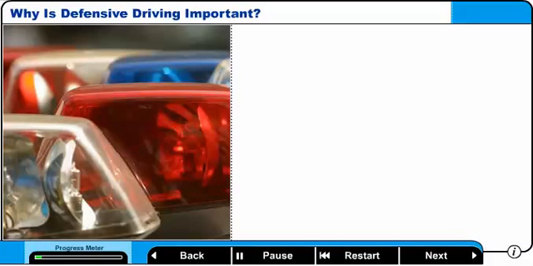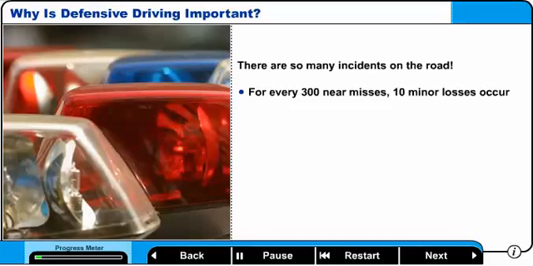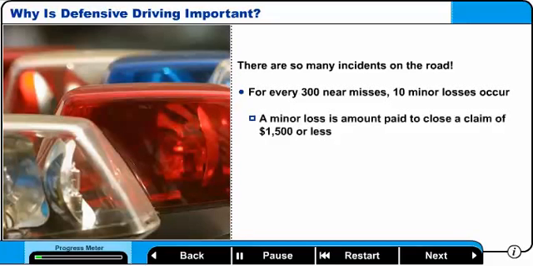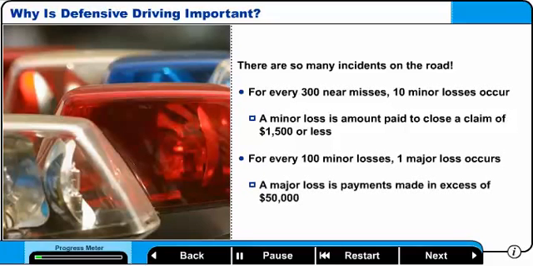And why is defensive driving so important? Quite simply because there are so many incidents on the road. In fact, for every 300 near misses, 10 minor incidents occur. And for every 100 minor incidents, 1 major loss occurs. If you consider how many vehicles are on our roads, you can see how quickly that can add up.